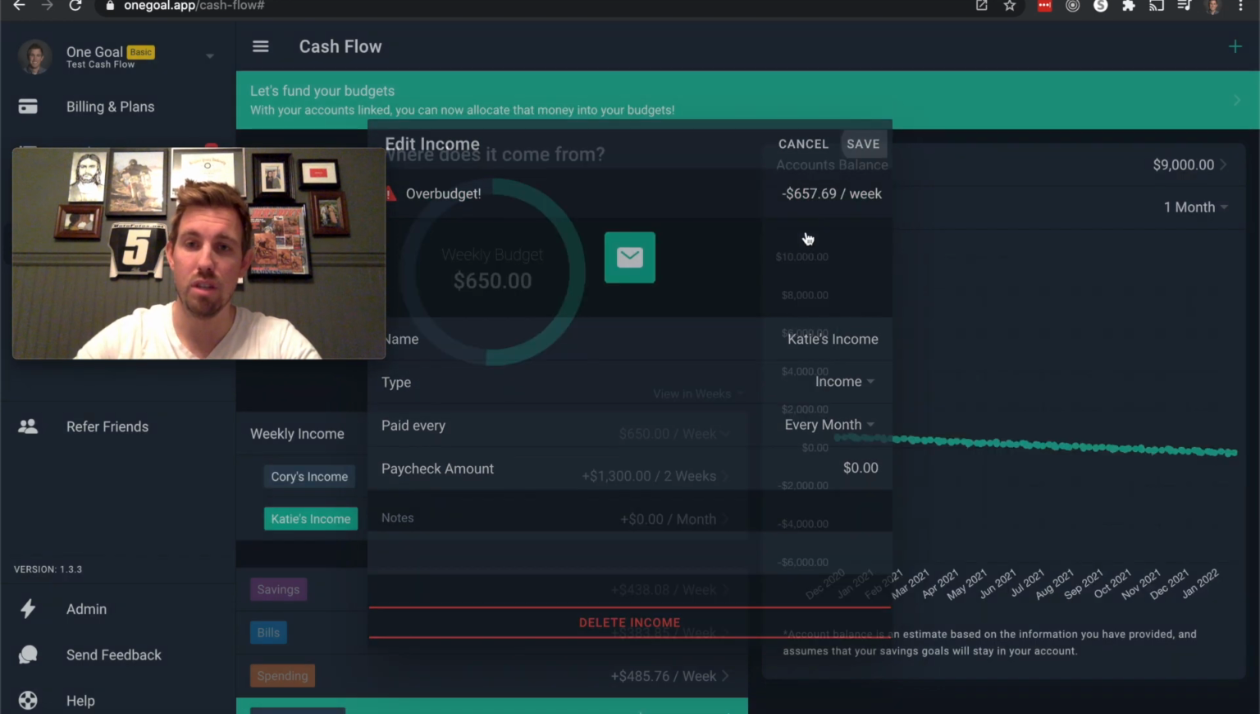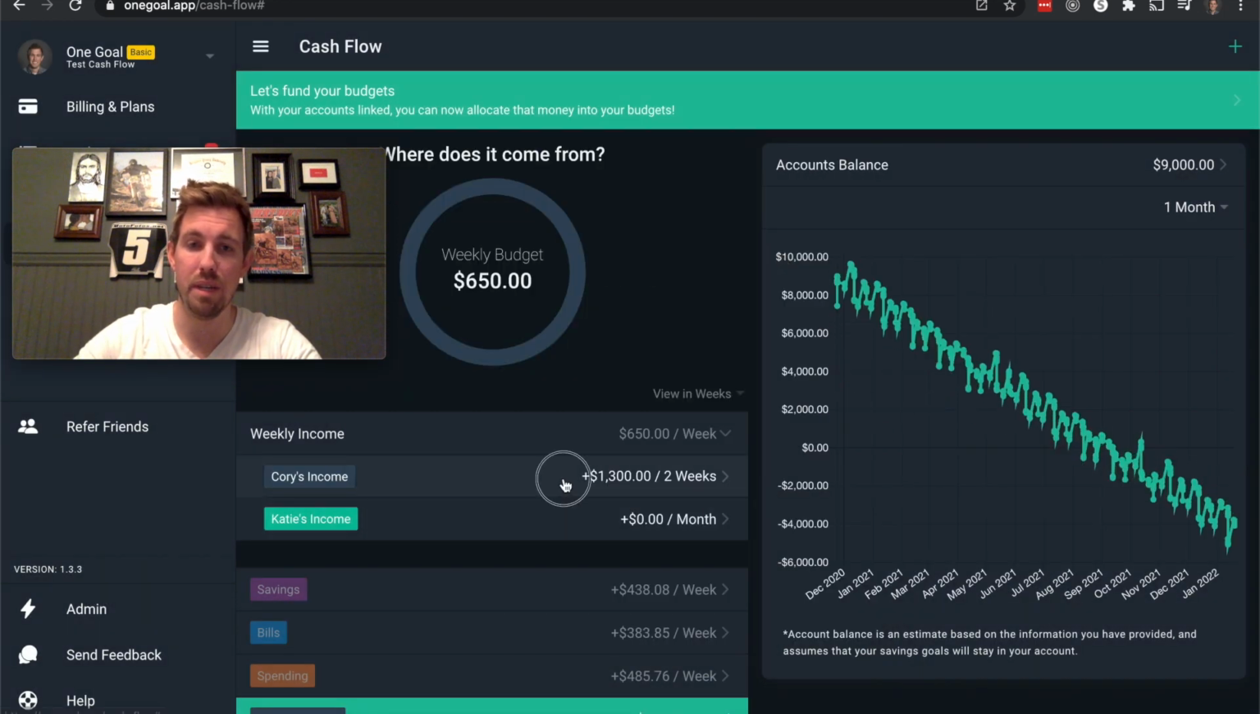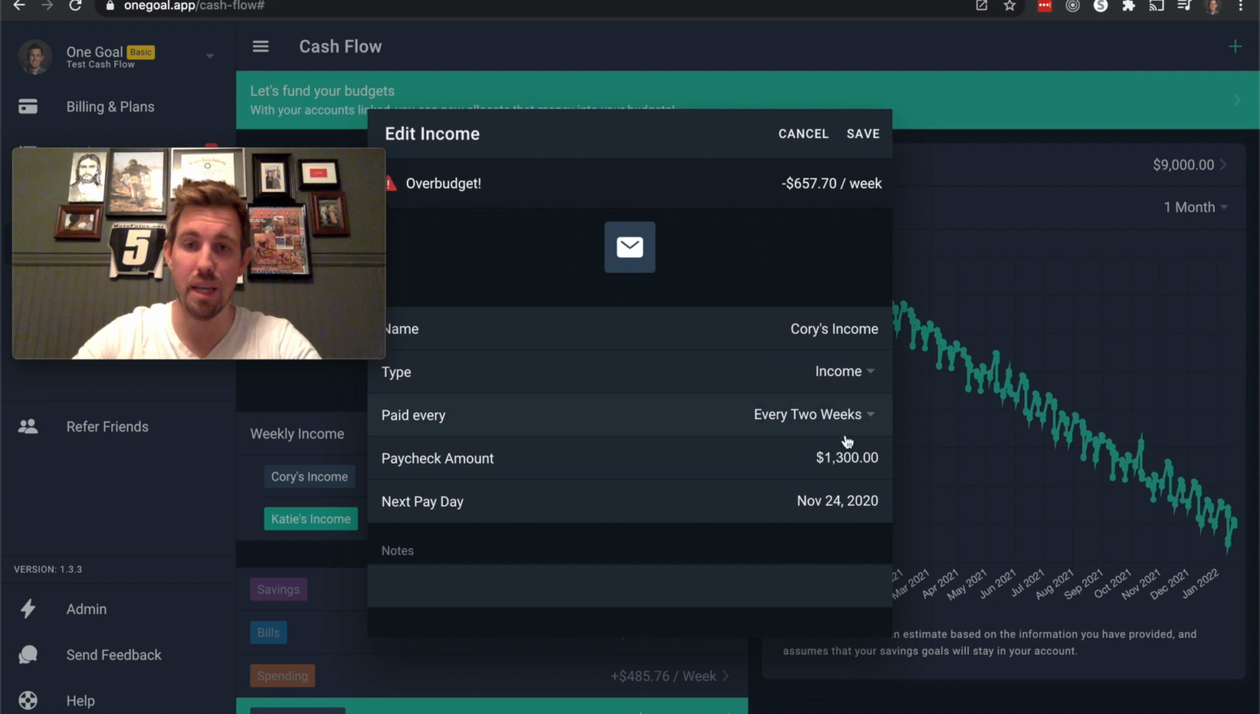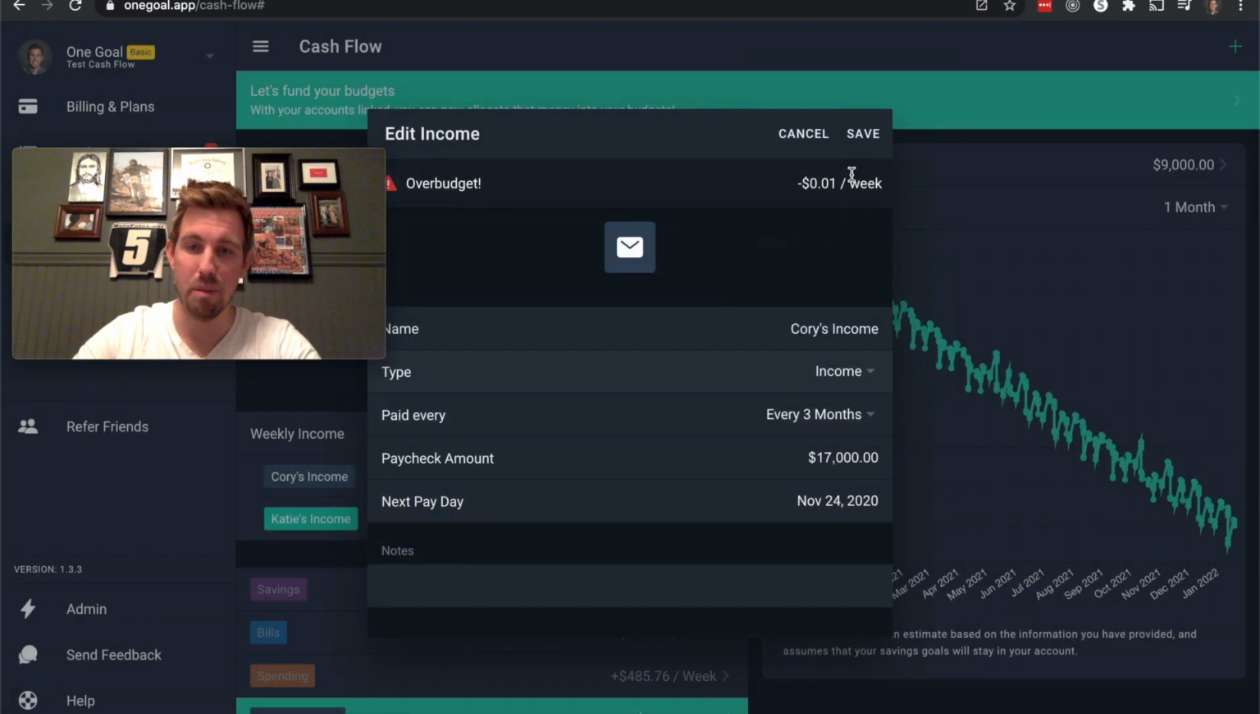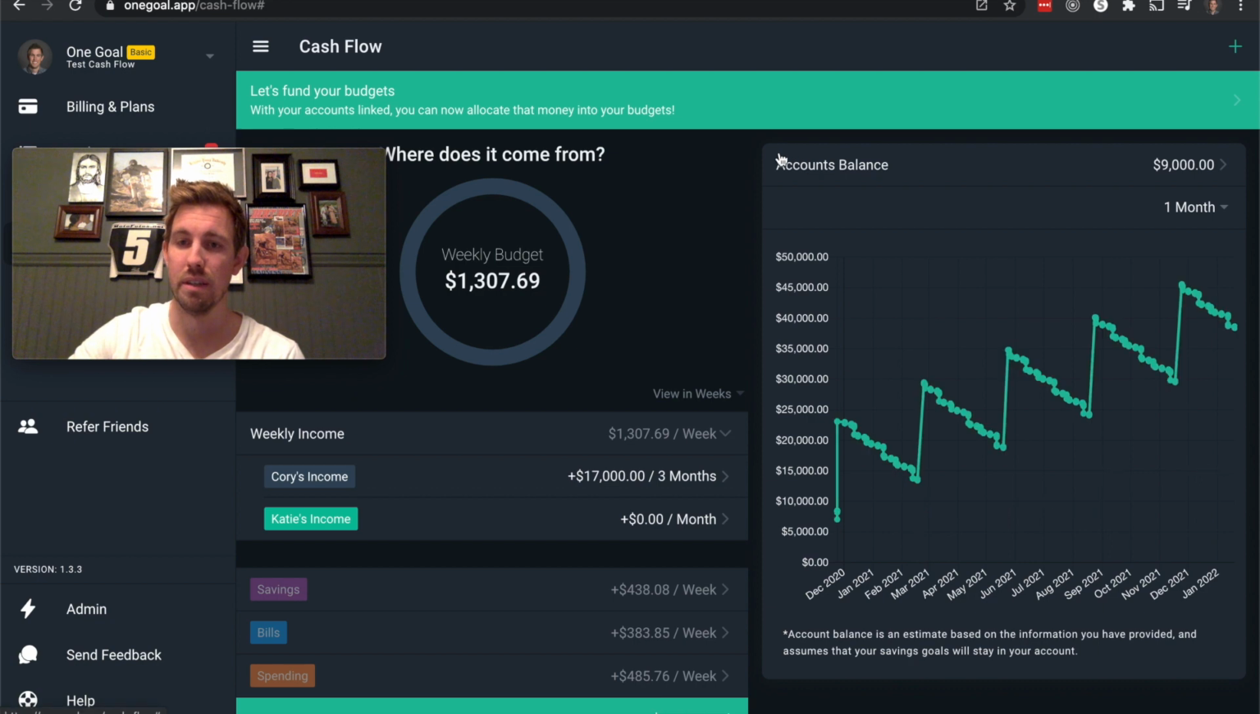For example, let's say instead of having 2 incomes, we now only had 1 income. So we're grossly over budget at first, but what if my income was really high, but it came in every 3 months? If it was like $17,000 every 3 months. Updating over budget a penny, but we're going to call it good.